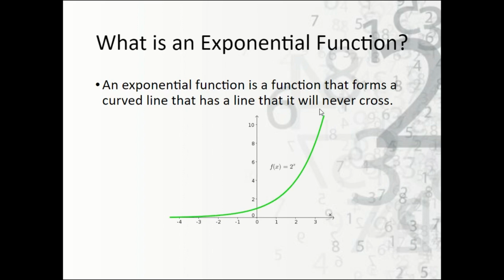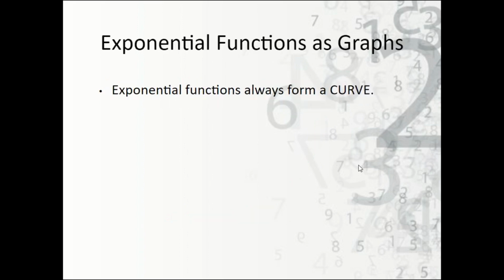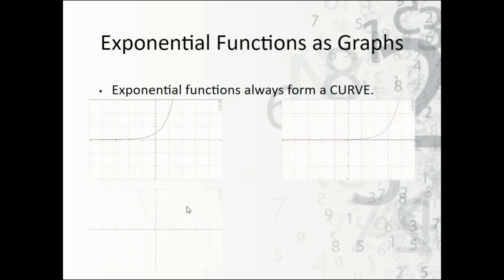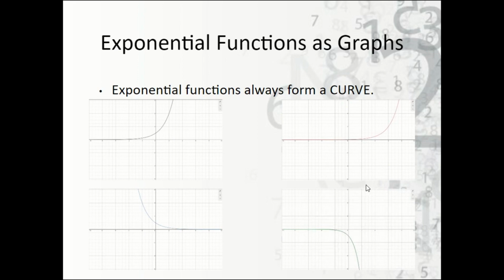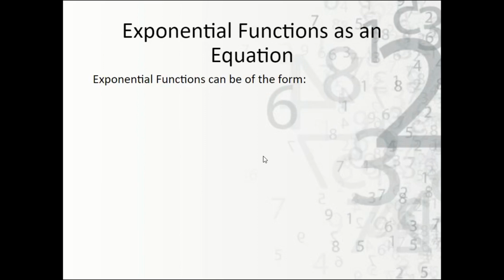It goes up like this. So it has this single curve. And notice it has a horizontal asymptote here at 0. It never crosses it. So exponential functions always form a curve. So it could look like that. It could slide over. It could flip and go the other direction. It could go downward. Whatever it is, it's going to have this singular curve though.